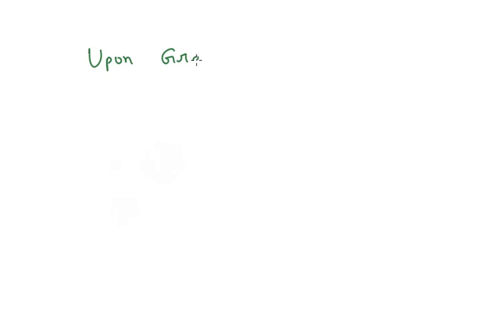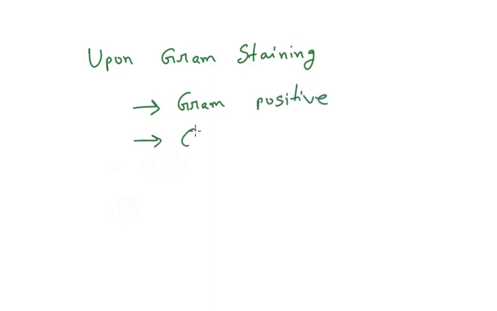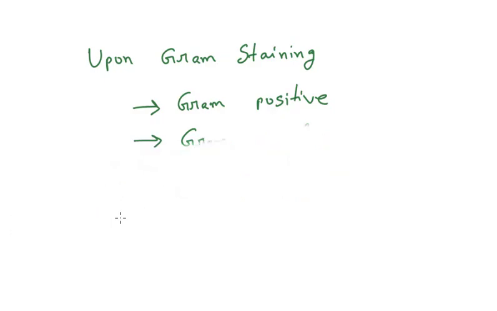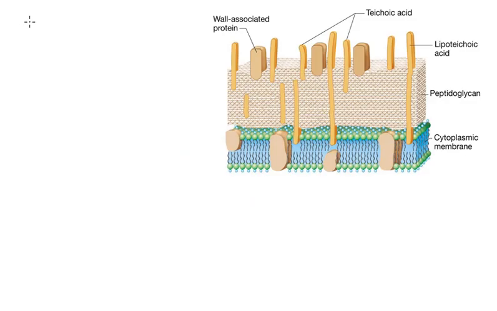Based on Gram staining, all the bacteria are divided into two major groups. The first one is the gram-positive bacteria and the second one is the gram-negative bacteria. There is another category, which is the acid-fast bacilli. So first of all, let's have a look at the gram-positive cell wall.